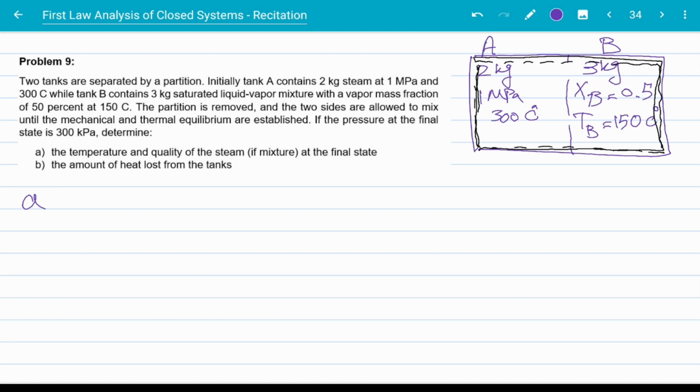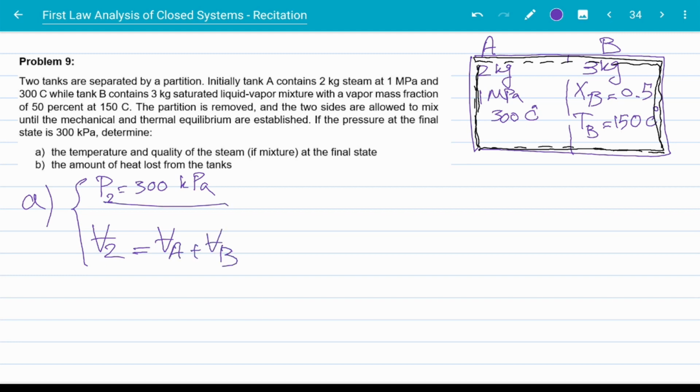Okay, for part A, we're asked to find the final state. So what do we know about the final state? At the final state, we know that the pressure is 300 kilopascals. What else do we know? We know that the volume of state 2 is equal to the volume of tank A plus the volume of tank B. Pressure is 300 kilopascals, all right, but what is the volume? We need to find both the volume of tank A and the volume of tank B. So let's get started.